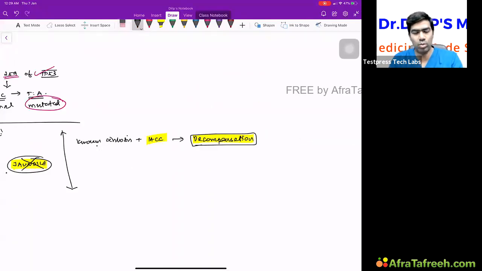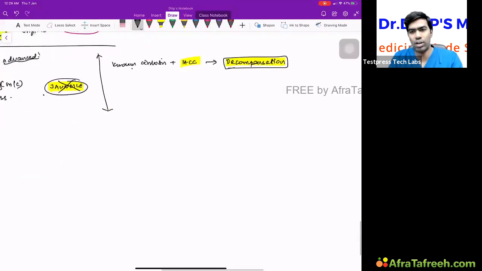So there are 2 things that you need to know. HCC de novo will not cause jaundice, but because they produce decompensation, they might result in development of jaundice. That's fine. So HCC might result in decompensation. But the second is the most important point.